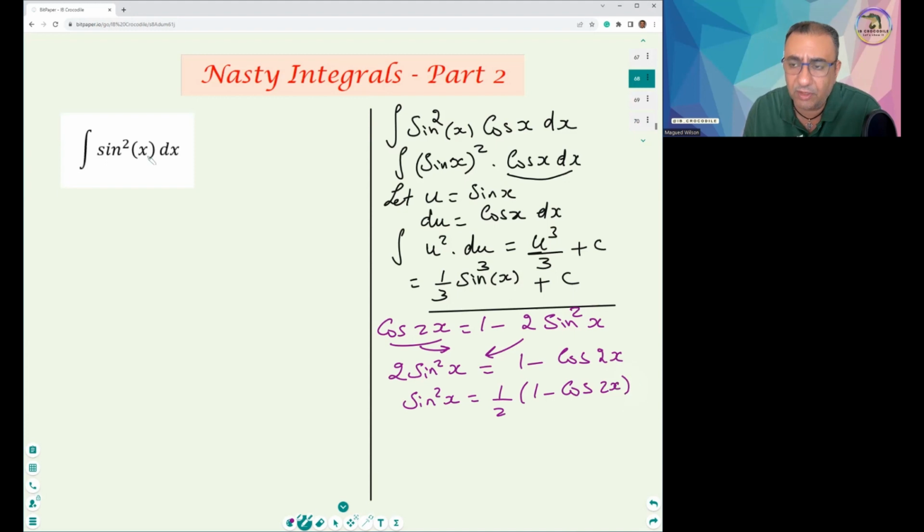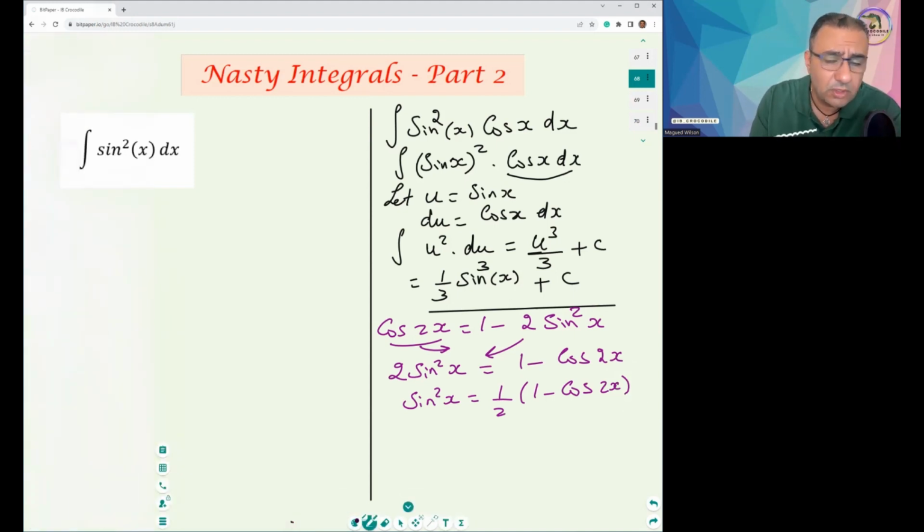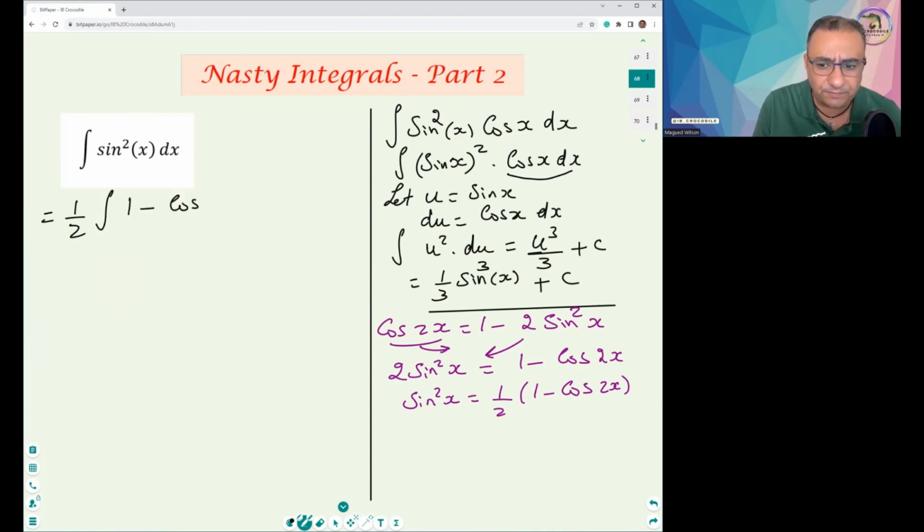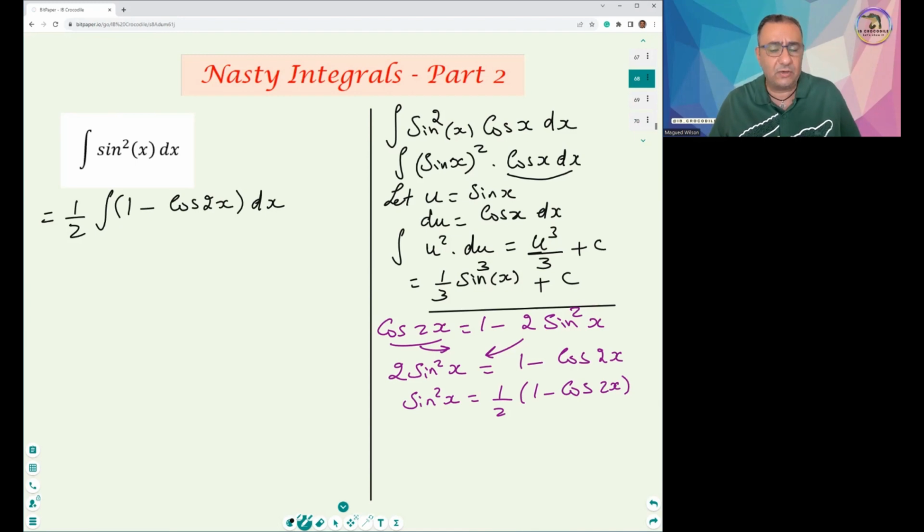And this is really the approach for that question for the integration. So let's do that and see what will happen. This integration is going to be the integration, I will take 1/2 outside. If you have a constant, you take it out. So 1/2 the integration of 1 minus cosine 2x dx has now become a much simpler integral that you can integrate.